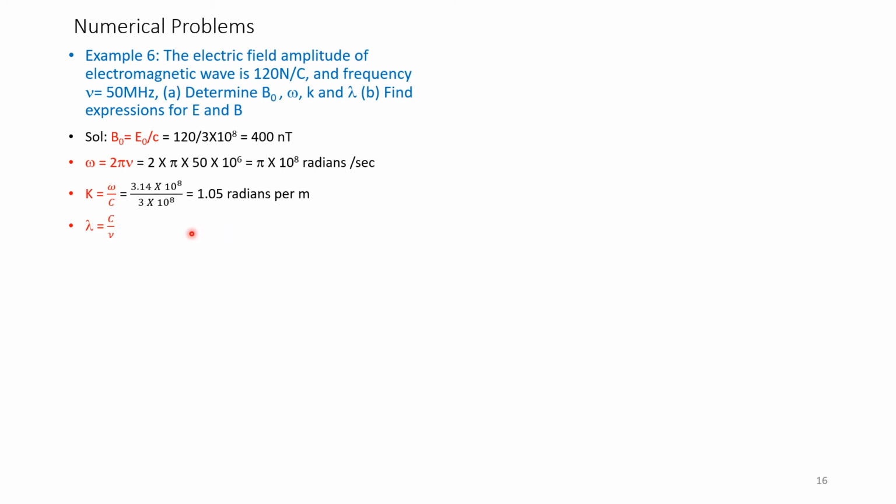Wavelength is given by c over v, that is the velocity of the electromagnetic wave, that is 3 into 10 to the power of 8, and v is 50 megahertz, that is 50 into 10 to the power of 6. Solving, we get 6 meters.